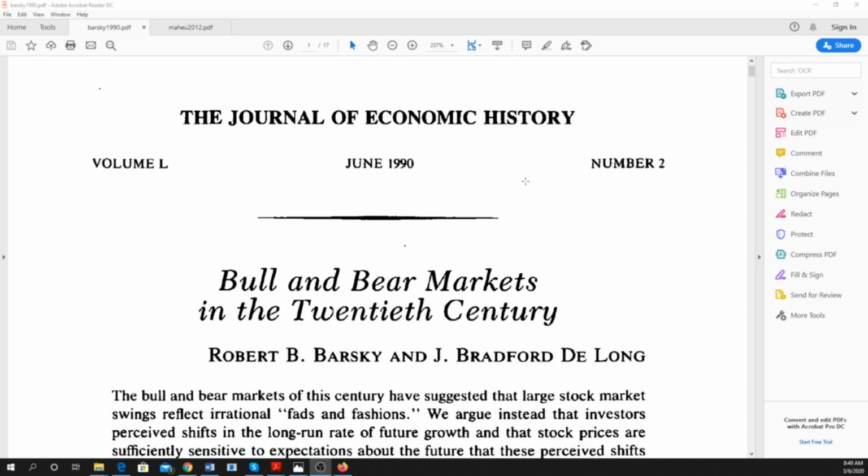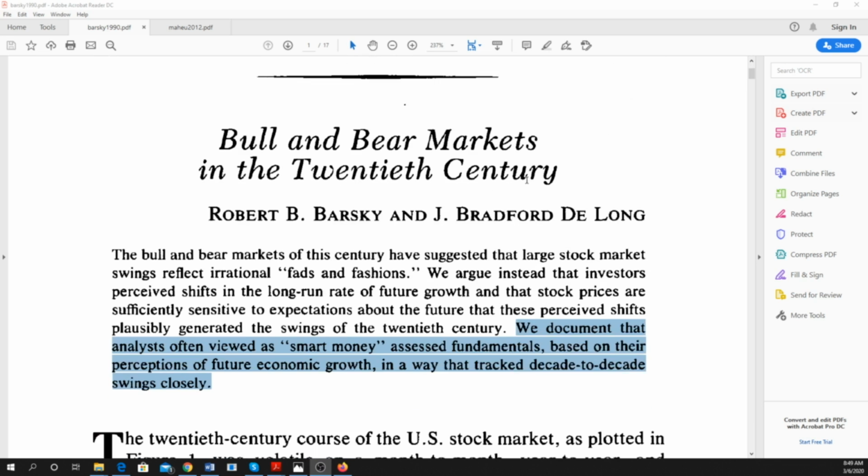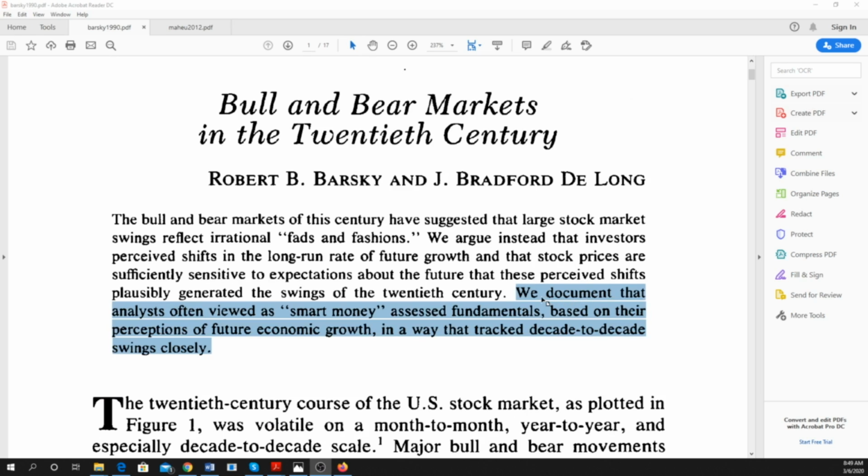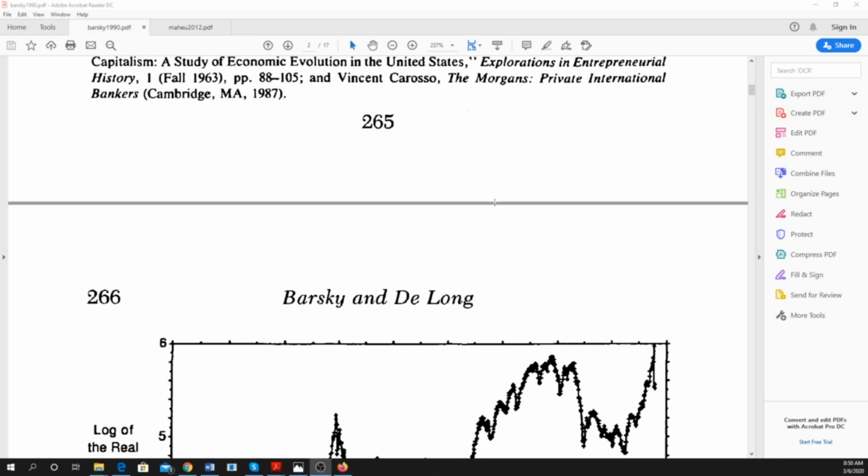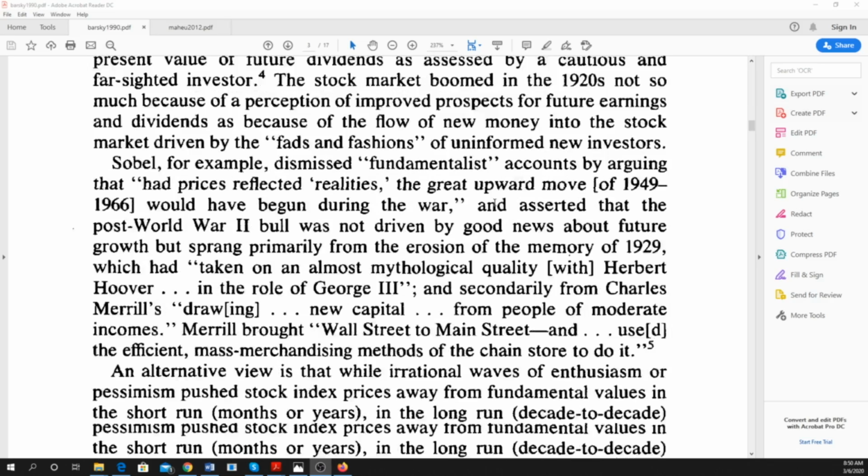This is a journal article from the Journal of Economic History, and what I would like to show you guys is something like a continuation from our last couple of videos. We're talking about smart money, right? So here it reads, we document that analysts often viewed as smart money assess fundamentals based on their perceptions of future economic growth in a way that tracked decade to decade swings closely. Now, yes, they are talking about following decades to decades of patterns.